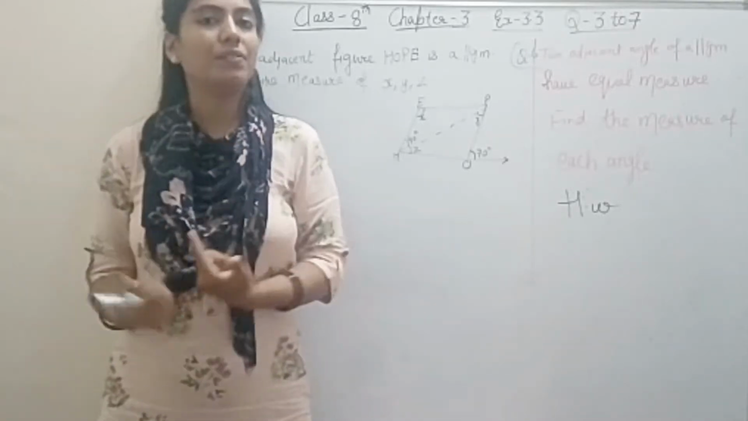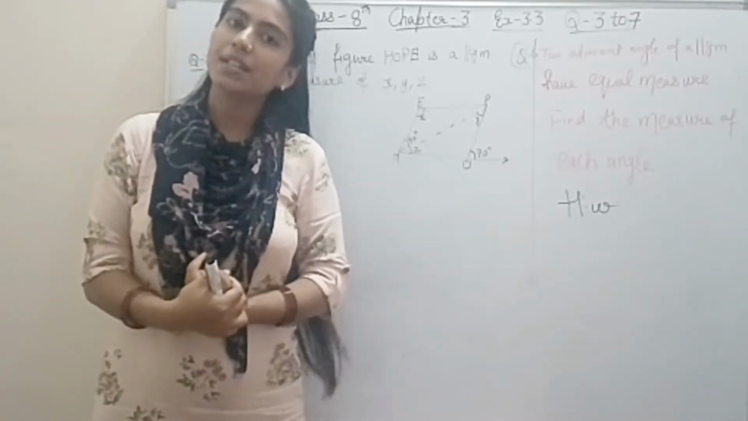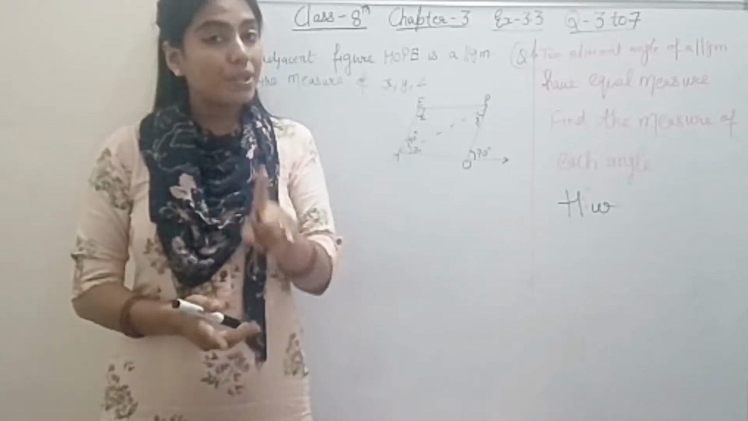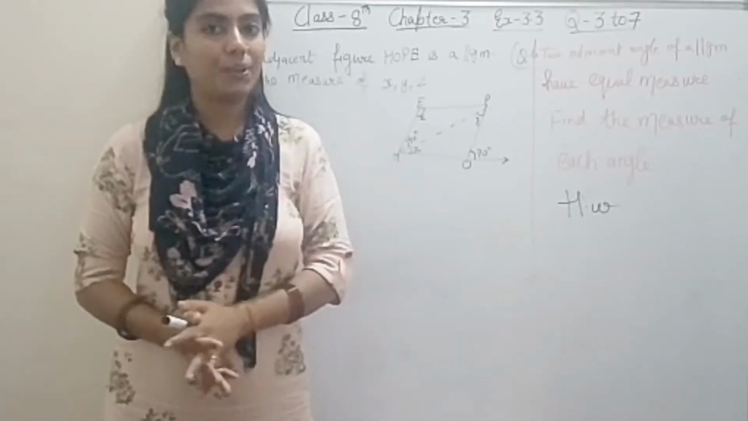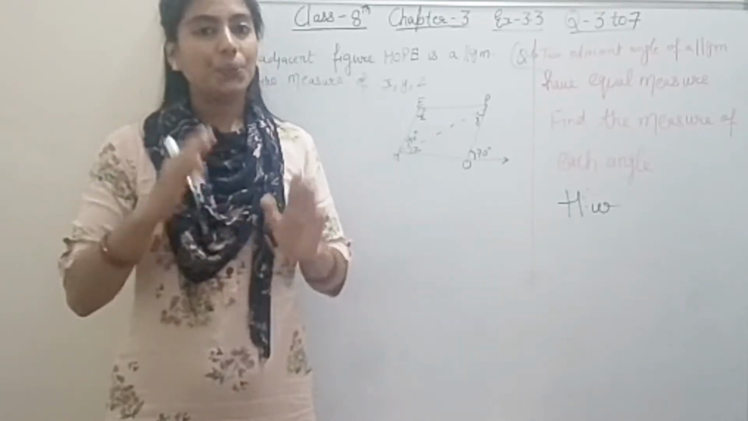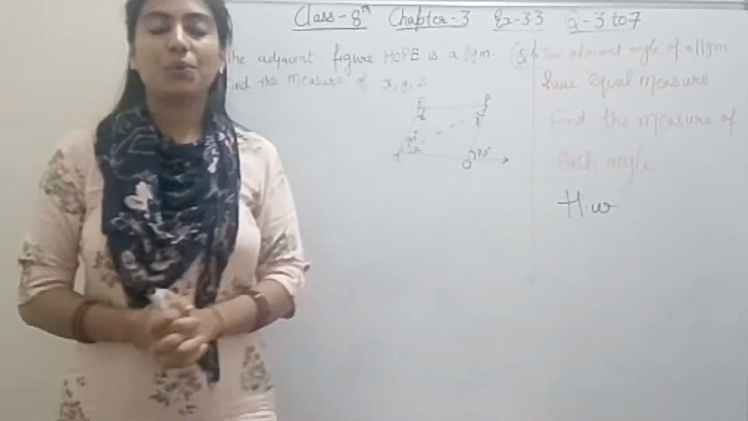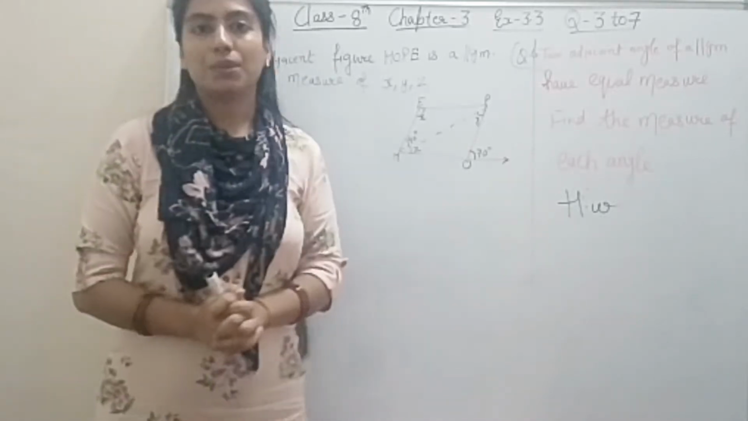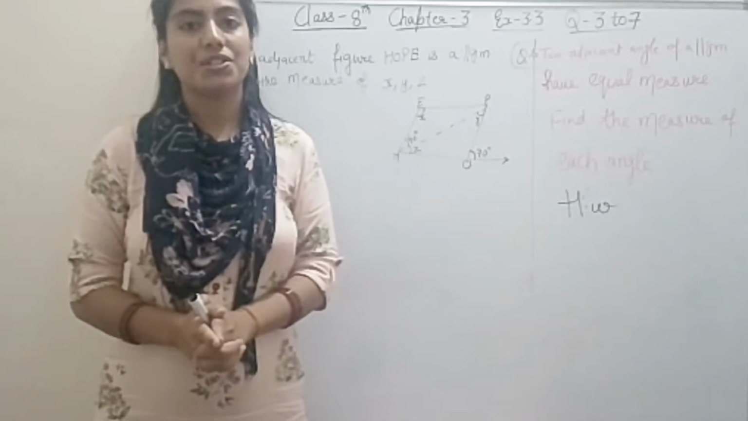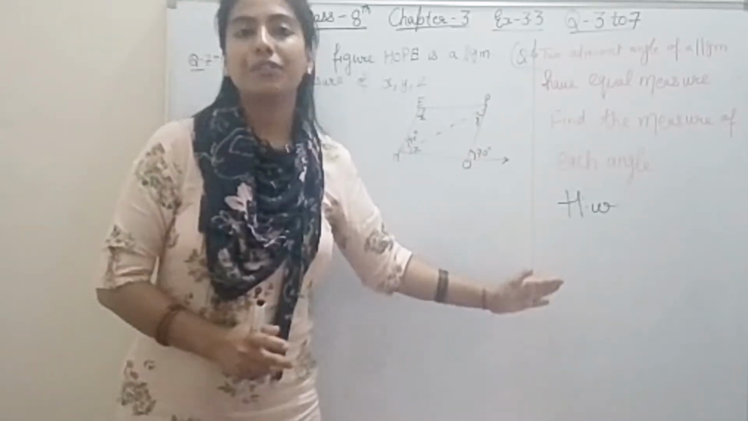First of all, you take out the value of x. How will you take it out? By using the property of adjacent angles in a parallelogram. Think about it, do it very properly like I did in question number 5. It is very easy, student. I hope you got how to do this question, right? So this is homework for you.